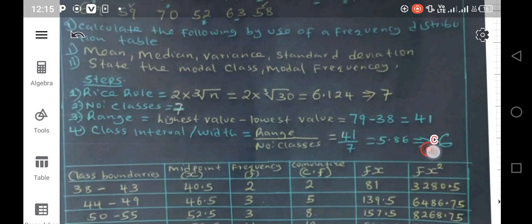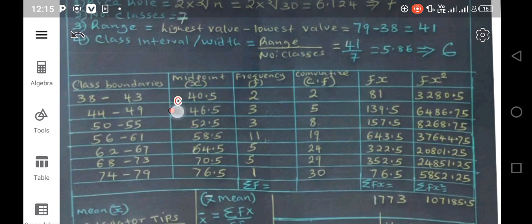So we're going to find 6. We're going to see how we can find that particular class interval. Because you had the number of classes, the first thing you must have is the number of classes. We manipulate and find that it was what? 7. So you come down and draw your table.